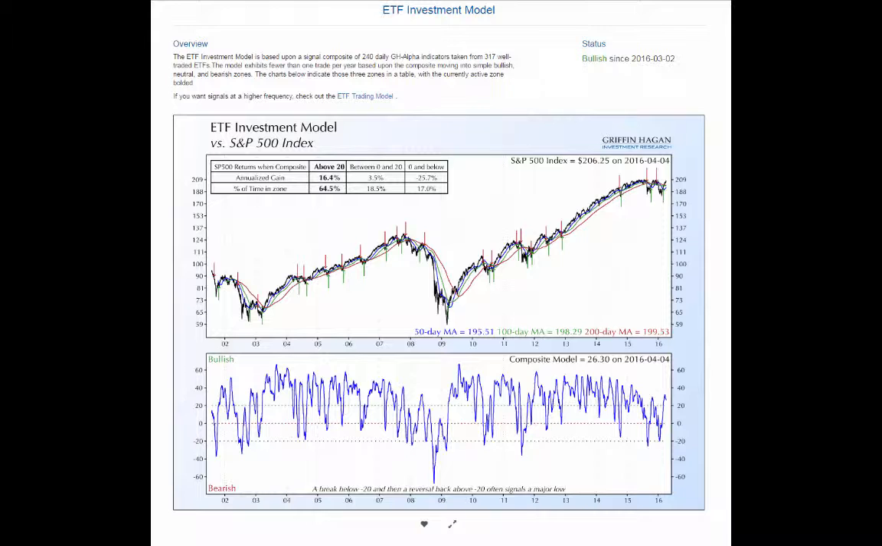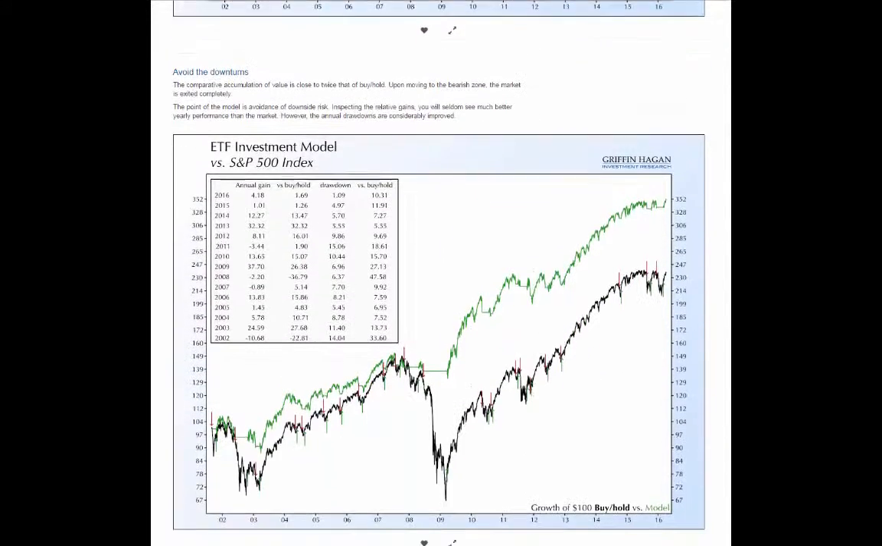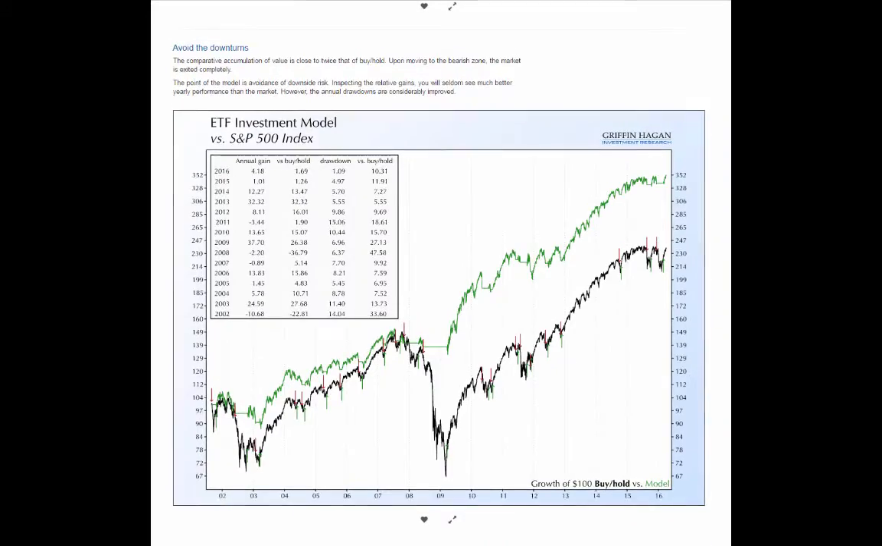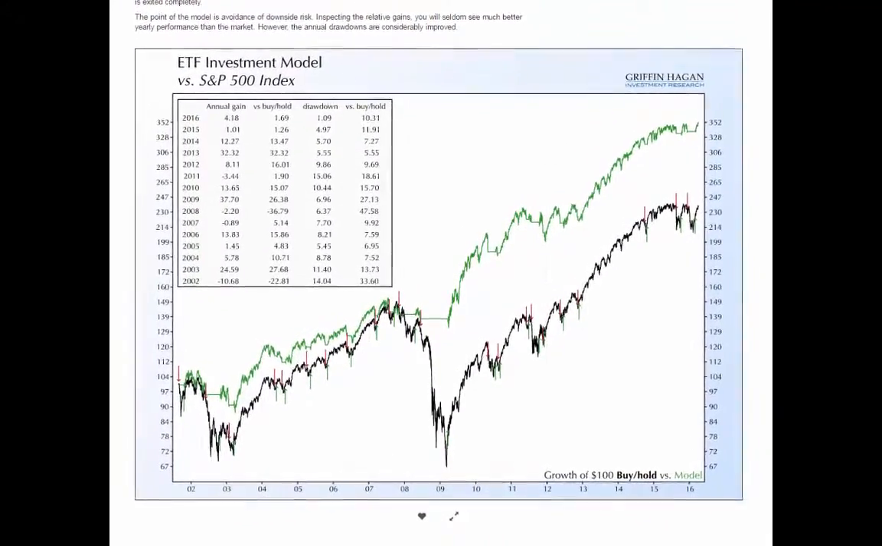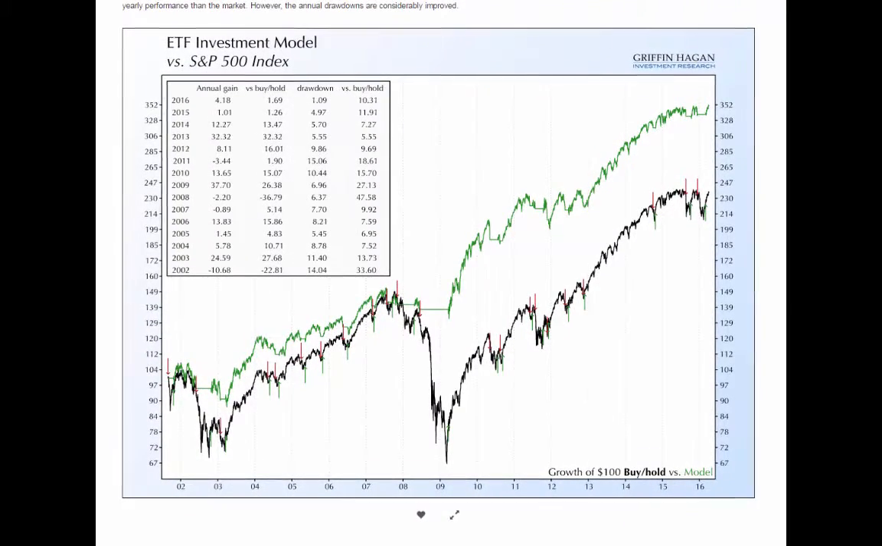So now we know that the ETF investment model tells us exactly how bullish or how bearish our indicators are overall. We also have our get ready to buy and get ready to sell indications. Let's take a look at how the model has performed historically. Here we've taken the buy and sell signals, and on buy signals we buy the S&P 500 index, on sell signals we go into cash.